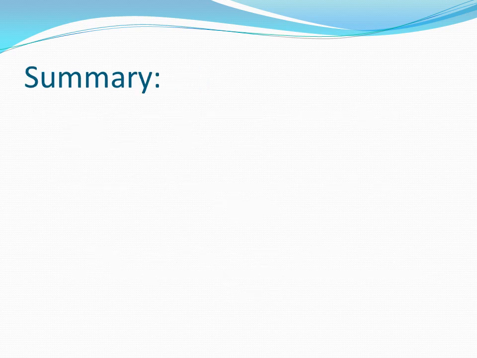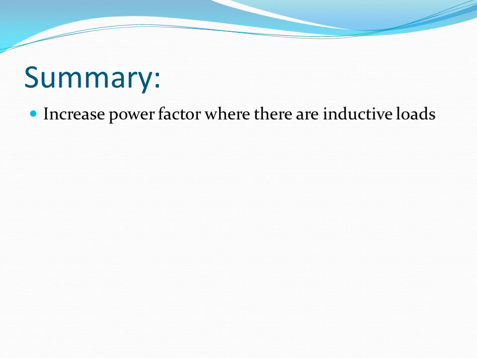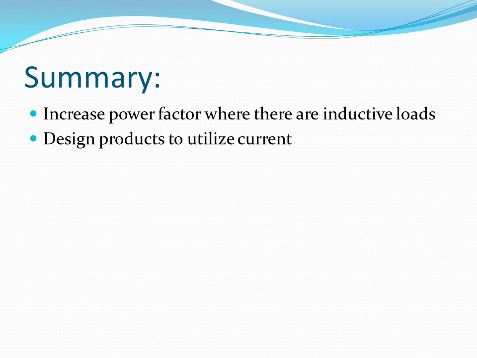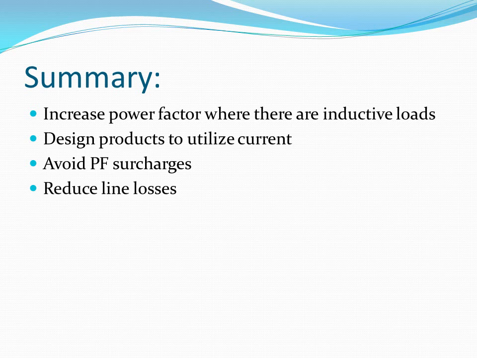In summary for this video, we have seen that a method of getting better efficiency of our systems and products is to increase the power factor. We have learned simple methods for power factor correction calculations, and we have been introduced to active and passive systems. We recognize that significant savings can be achieved by optimizing the power factor where there are inductive loads, not only larger loads, but in consumer devices as well. We are able to avoid surcharges by the utility by having a better power factor. We also reduce line losses, and this results in getting more out of your system.